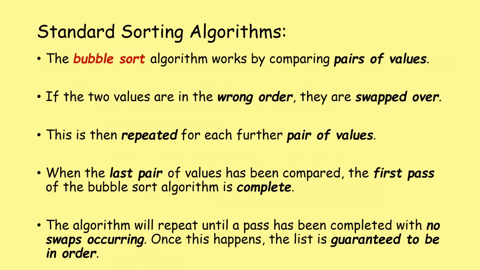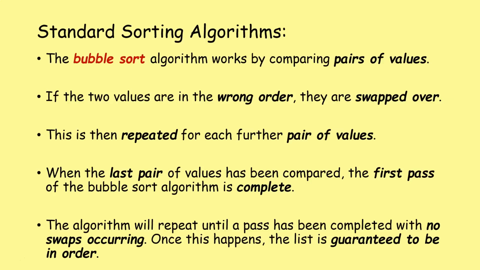Next, we have sorting algorithms, and we'll start with a bubble sort. This works by comparing pairs of values. If the two values are in the wrong order, they are swapped over. This is then repeated for each further pair of values.